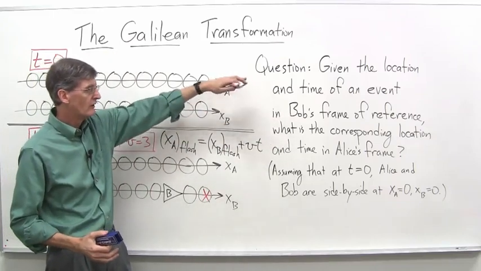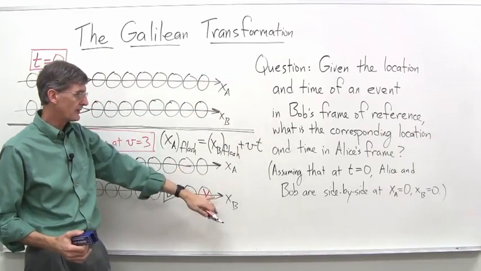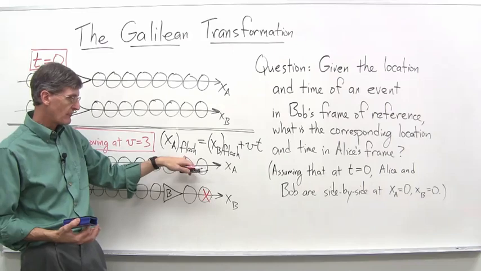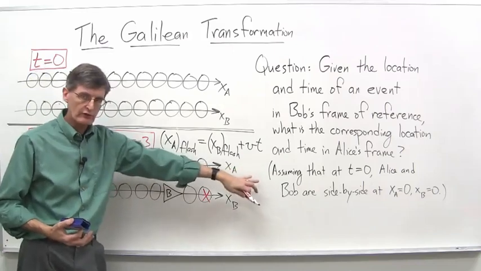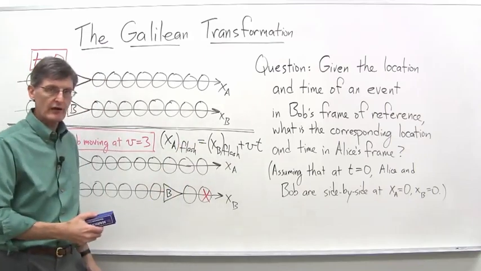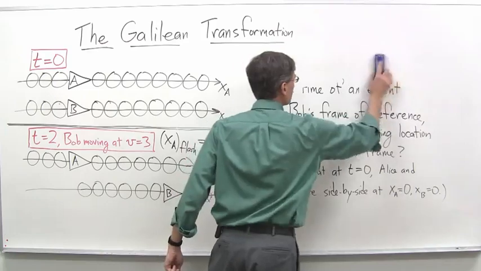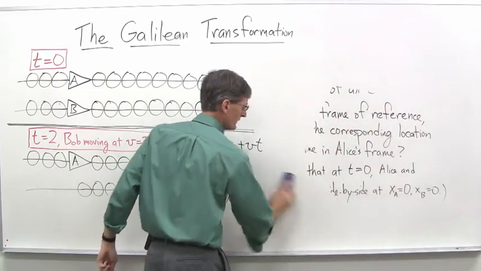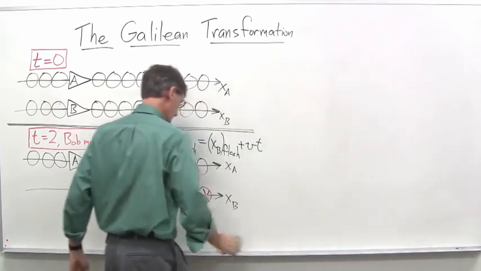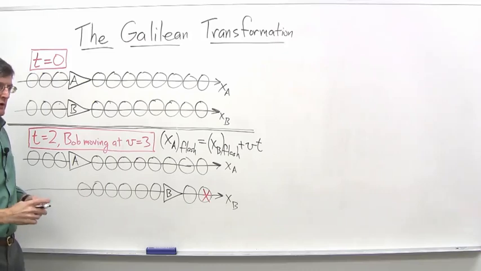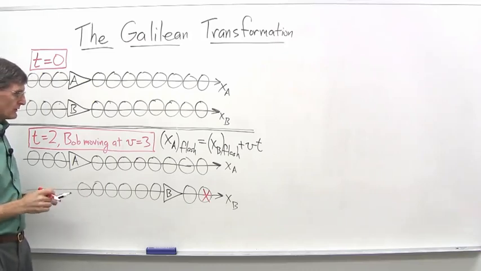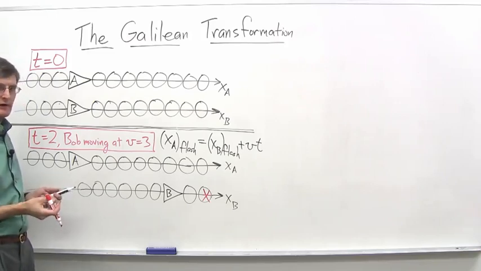We've answered, given the location of an event in Bob's frame of reference, how we would find it in Alice's frame of reference, assuming that our origins are set properly there. We'll deal with the time in a minute, but just to make this a little clearer, what about the other way around?